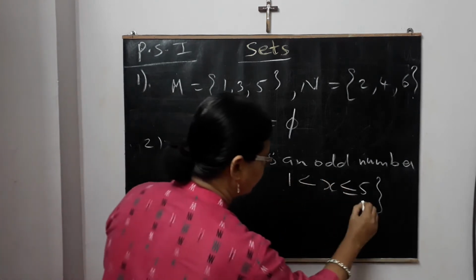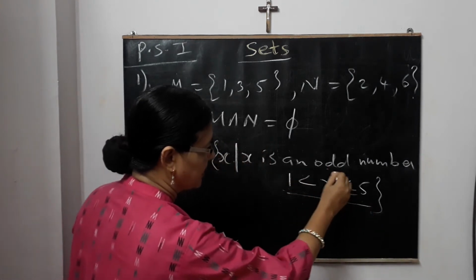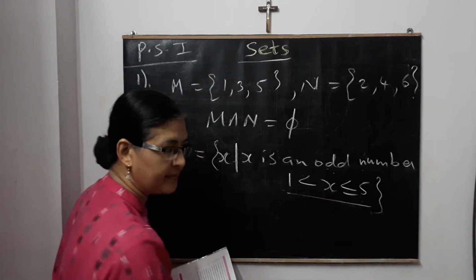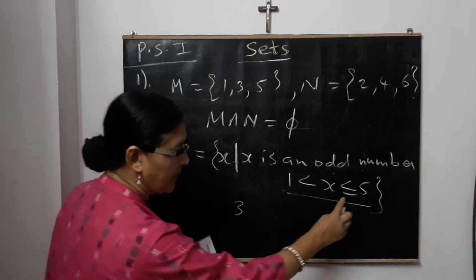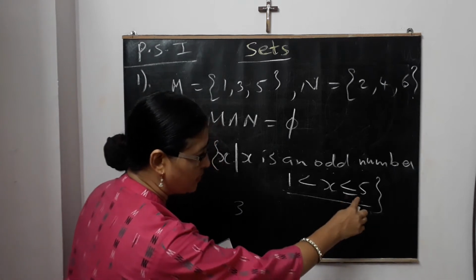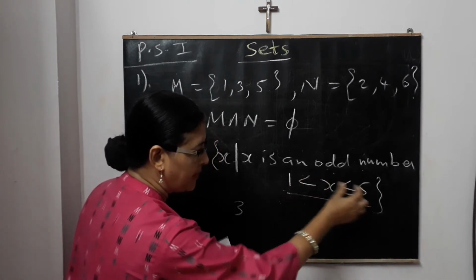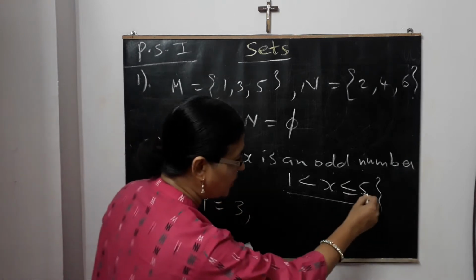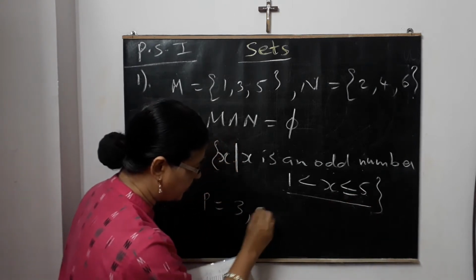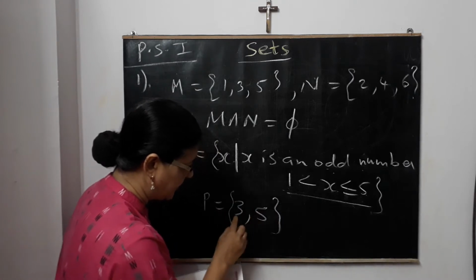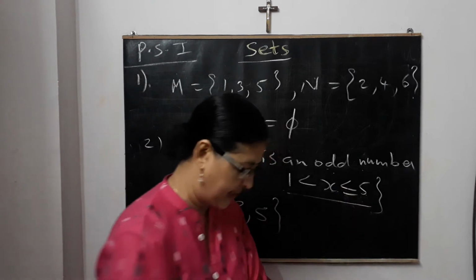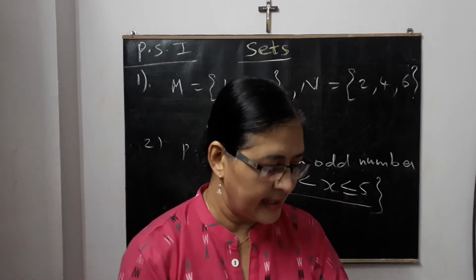So look at this range now. Only an odd natural number is asked, and the range is, what number comes between 1 and 5? That is 3. And they have said equal to, so X can also be equal to 5. So the set will have the odd number 3, and also 5 because of the equal to sign. So 3, 5, that is option D.